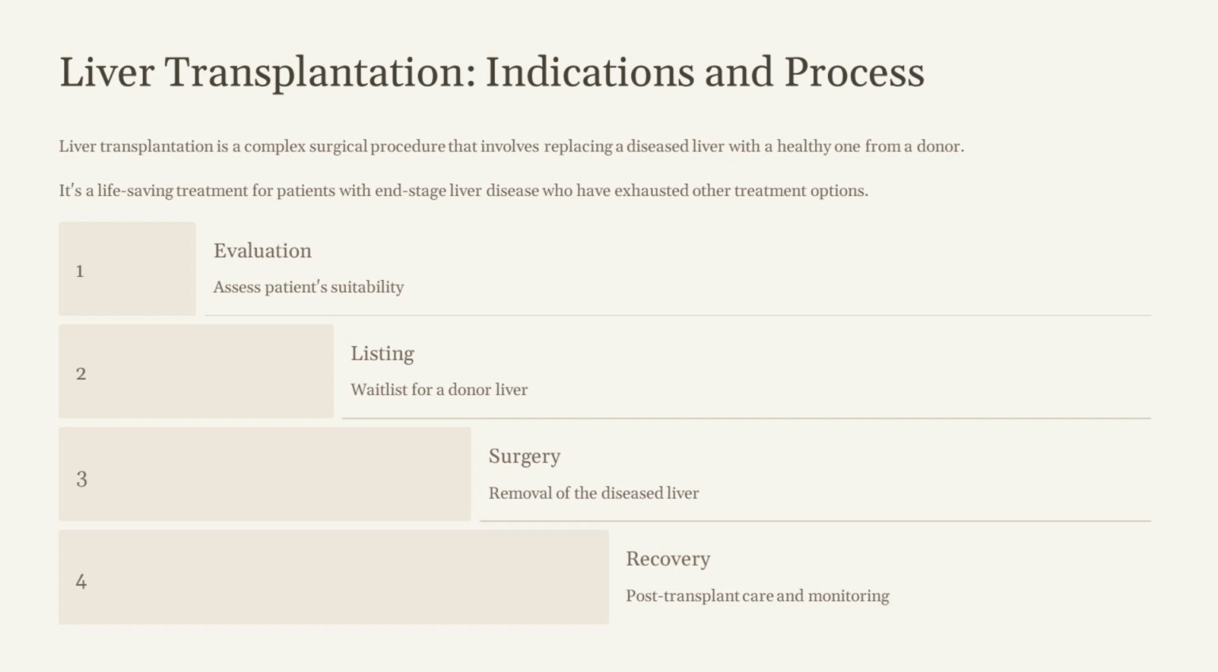The process involves a thorough evaluation to assess the patient's suitability, followed by being placed on a waitlist for a donor liver. Once a suitable donor liver is found, the diseased liver is removed and replaced with the healthy donor liver. After the surgery, the patient requires extensive care.